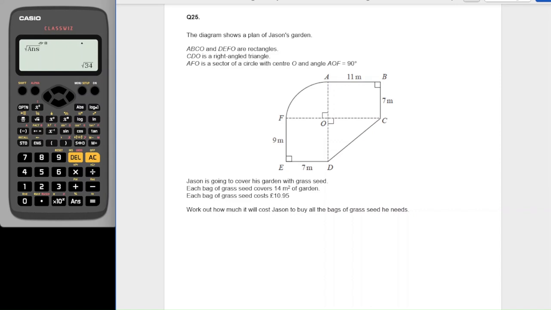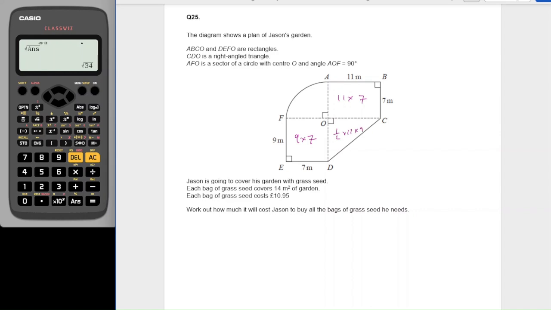Jason is going to cover the garden with grass seeds. Each bag of grass seeds covers 14 meters squared of garden. Each bag of grass seeds costs £10.95. How much will it cost Jason to buy all the bags of seeds that he needs? Right, so I'm going to work these areas out individually, so I'll show it on the diagram. The area of that one will be 11 times 7, the area of that one would be 9 times 7, the area of this one would be a half of 11 times 9.